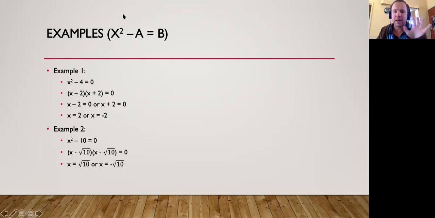Now, one thing I wanted to mention over here is you'll notice in this type of example, where you've got x squared minus a number, you're going to find that your answers are going to just simply be the square root of that number. So you're going to say the plus square root and the minus square root. If you look at this one, the square root of 4 is 2 and minus 2. The square root of 10 is square root of 10 or minus square root of 10.